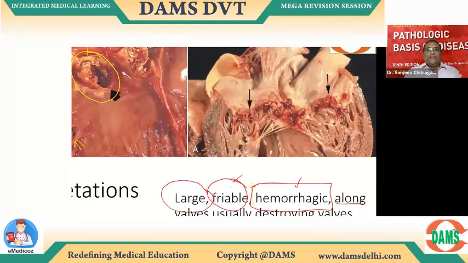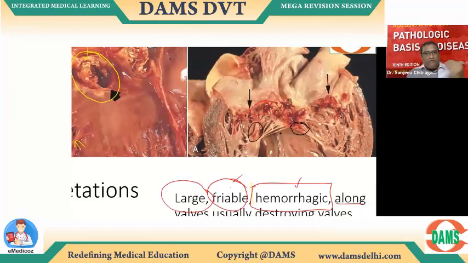Look at the left hand side, what you are seeing here is the black arrow, the big one that I've shown. There is a destruction of the valve here also. And how do I identify the destruction of the valve? This is your vegetation. I hope all of you are able to appreciate the vegetations here. And now let me look at what is happening to these vegetations. If I track down, this is extending along the chordae tendineae. So these vegetations are extending along the chordae tendineae. That means they have destroyed the valve and have trickled down into the chordae tendineae. That is how you will identify the vegetations of infective endocarditis.